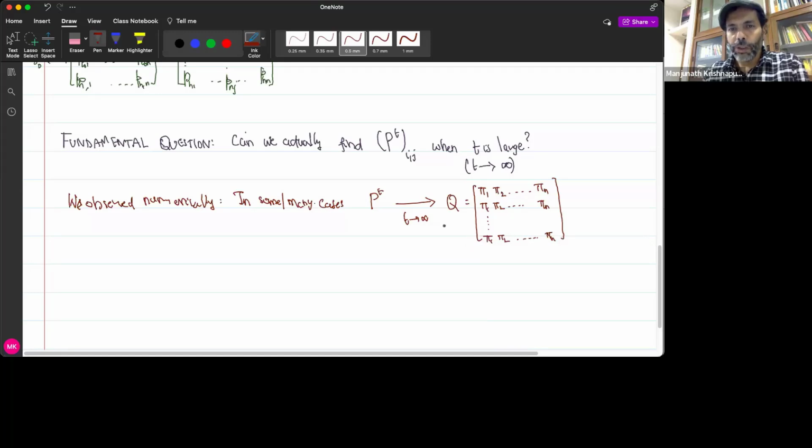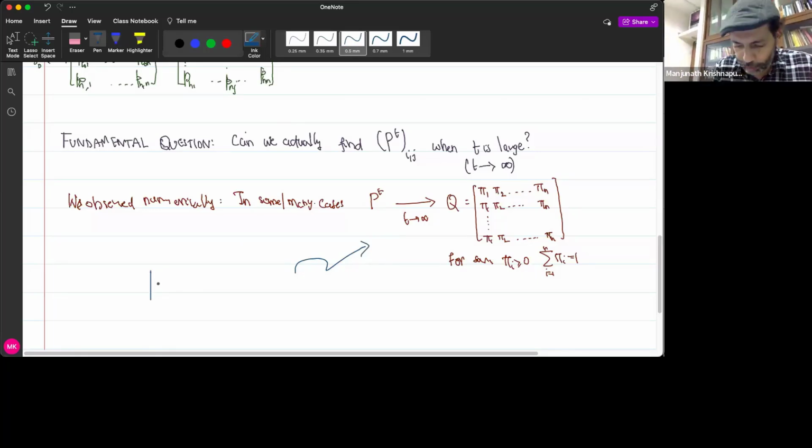So instead of n square entries, there are really n distinct numbers, for some pi_i which are greater than or equal to 0, and they add up to 1. That is what we see. We just showed two, three examples, but that is what seemed to be happening. But that would mean what? What would be the significance of such a statement, if it is true?